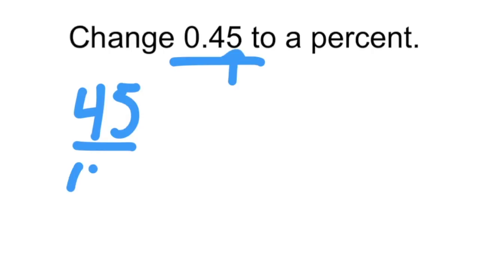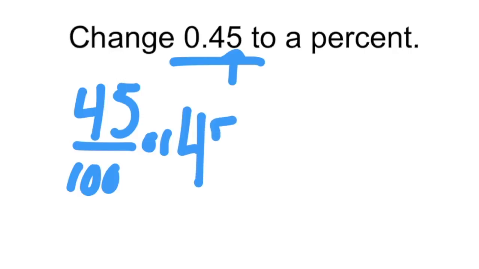Change 45/100 to a percent. One way to do this is to look at the place value and change it to a fraction, then turn it into a percent. So this one's easy. 45 over 100, because it's 45/100, is the same as 45%.